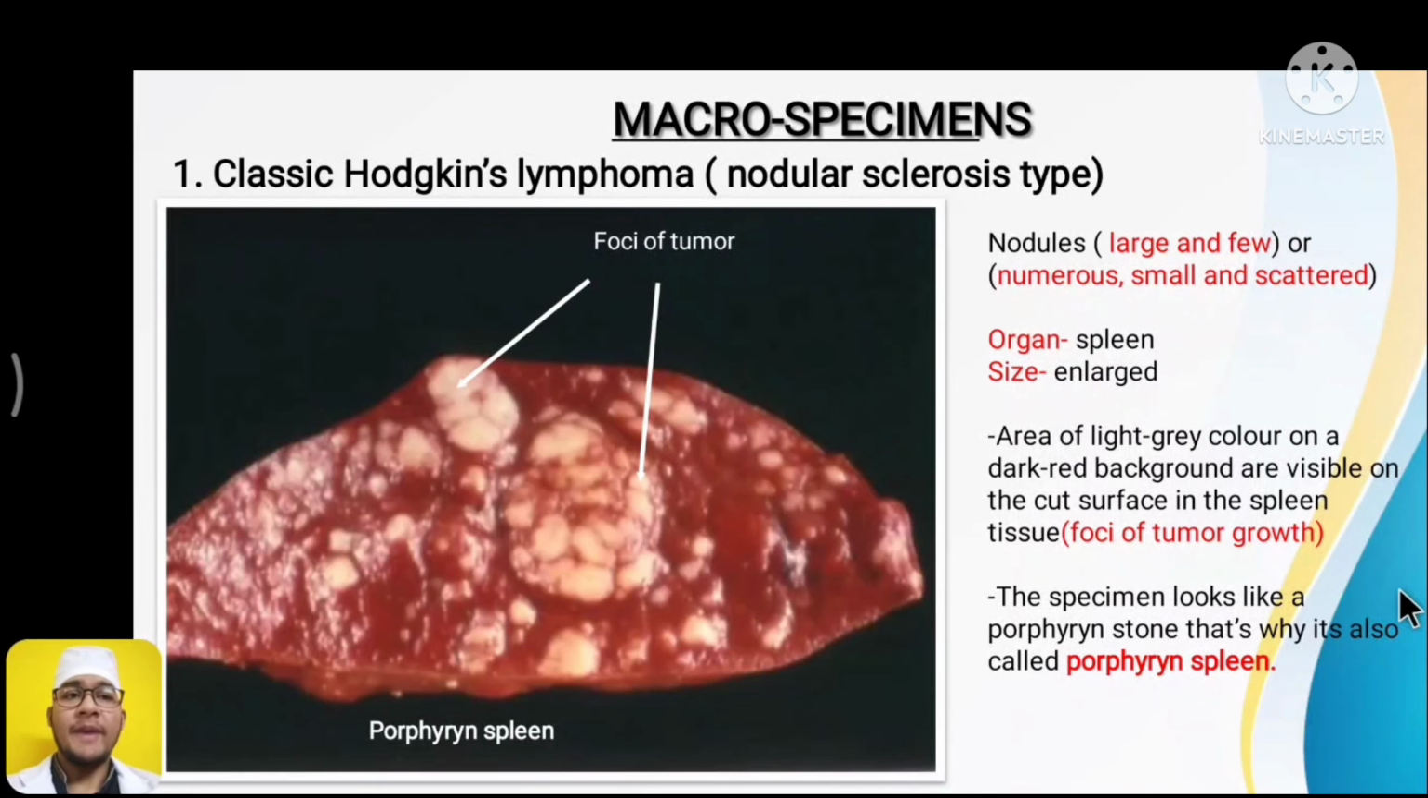Now let's see some of the macrospecimens. Under classic Hodgkin's lymphoma, we have the nodular sclerosis type. The organ is spleen and the size is enlarged. Areas of light grey color on a dark red background are visible on the cut surface in the spleen tissue. These are the foci of tumor growth. The specimen looks like a porphyry stone, that's why it is called porphyry spleen.